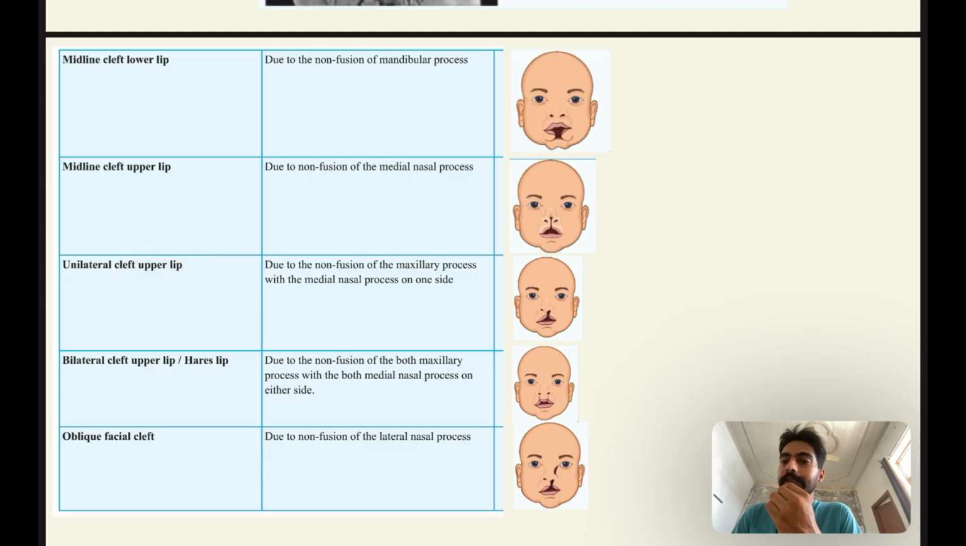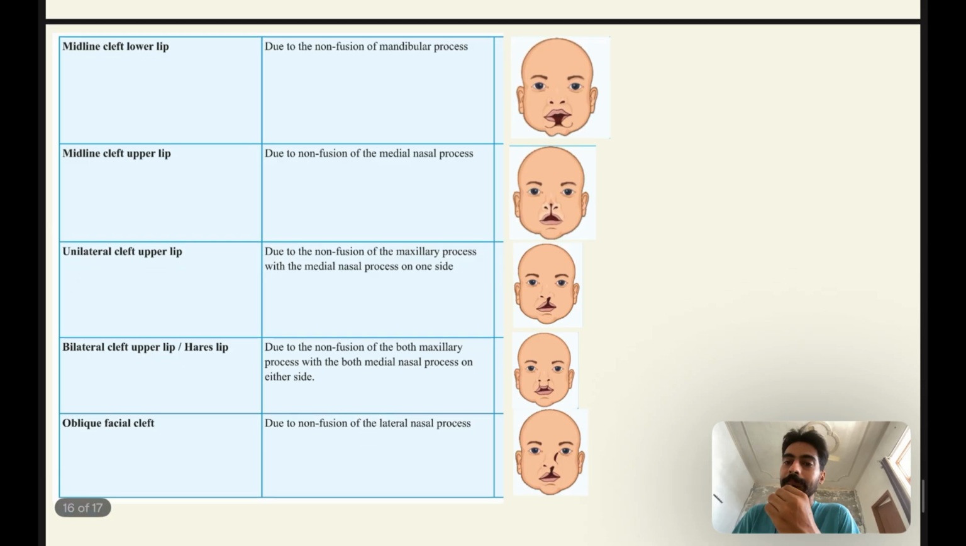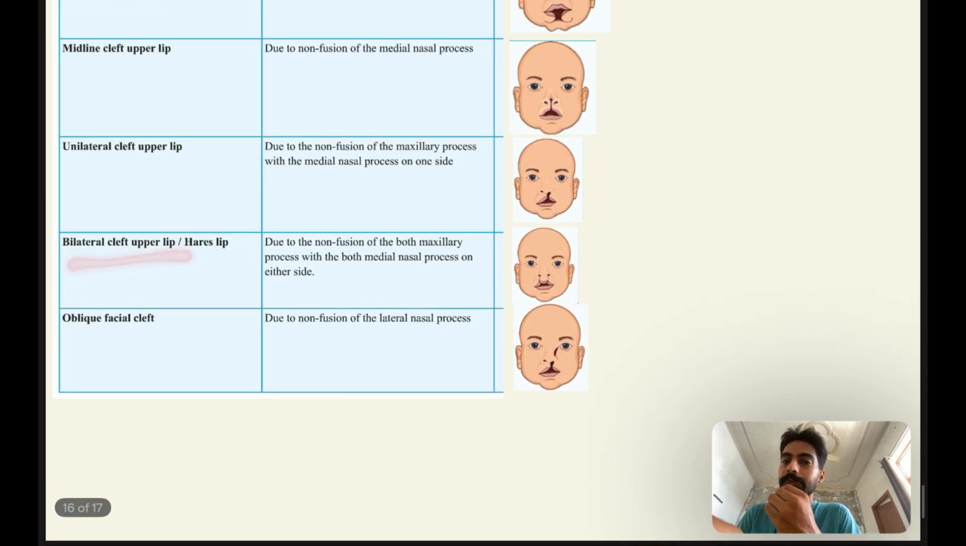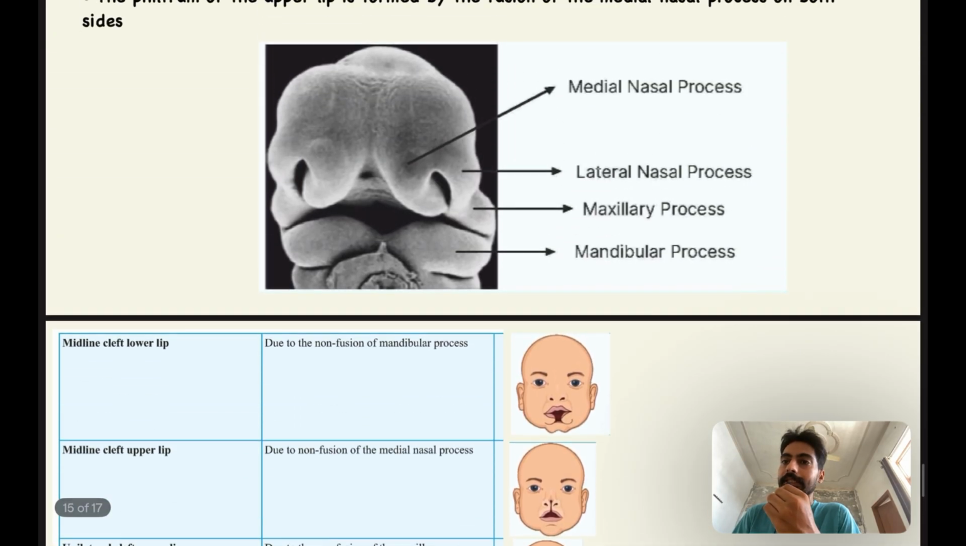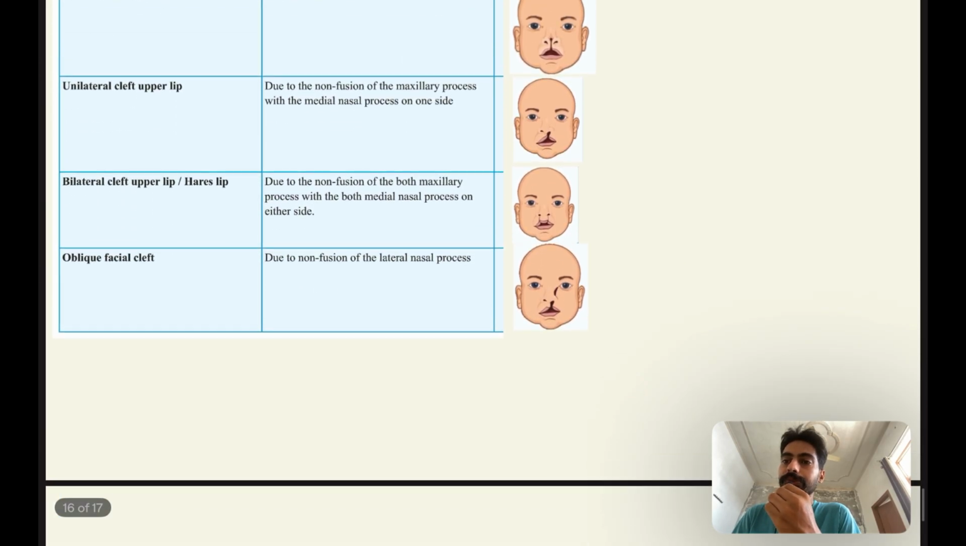Unilateral cleft upper lip. When maxillary process fails to fuse with the medial nasal process on one side, this medial nasal process and maxilla fail to fuse together. It causes unilateral cleft upper lip. Then bilateral cleft upper lip or hare's lip, it is its second name. It is due to the non-fusion of maxillary process and medial nasal process on both sides. When they do not fuse together, it is called bilateral cleft upper lip.